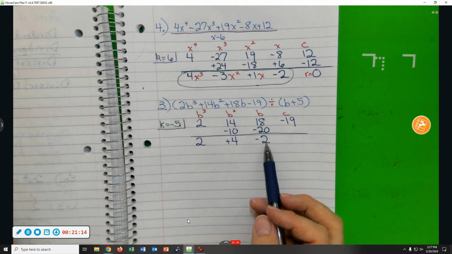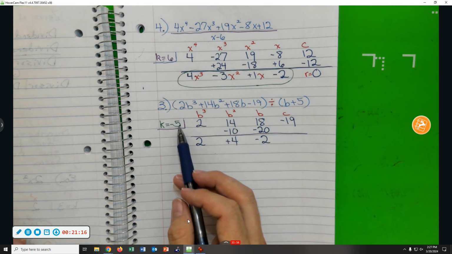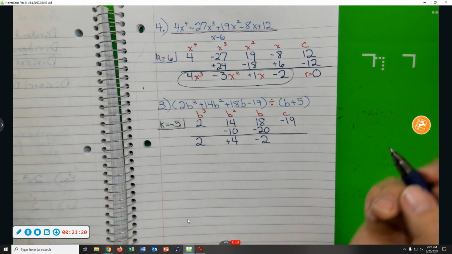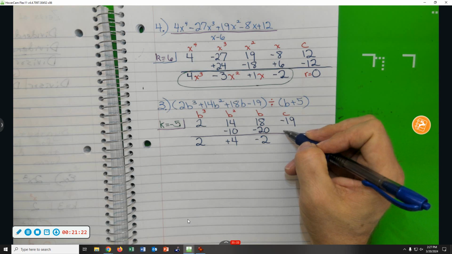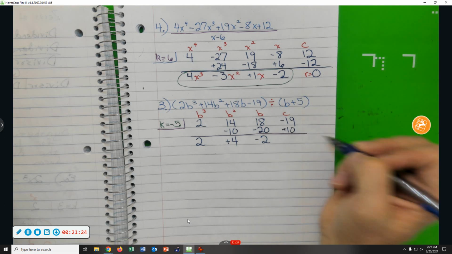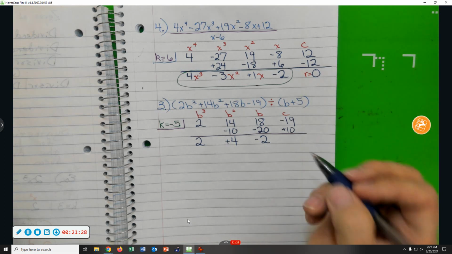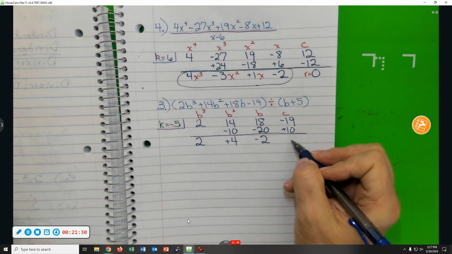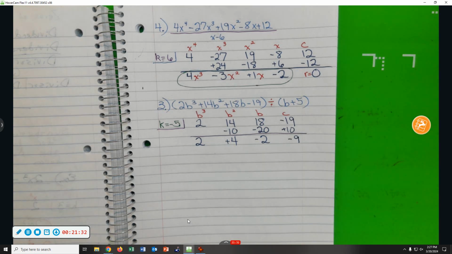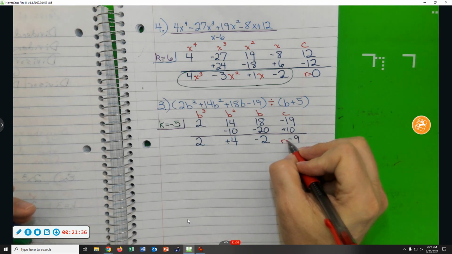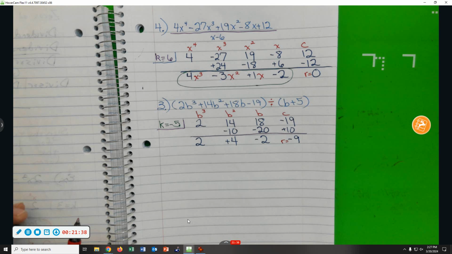And we repeat it again. Negative 2 times a negative 5. We keep repeating the process until we run out of columns. That gives me a positive 10. Negative 19 plus 10 gives me a remainder of negative 9. So our remainder is negative 9.